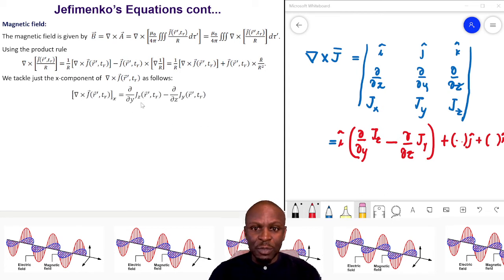Now, this is what you are going to have for the x component, and this term here is nothing else but the same thing here. This is just the same thing here. Right, I hope you are able to see that.